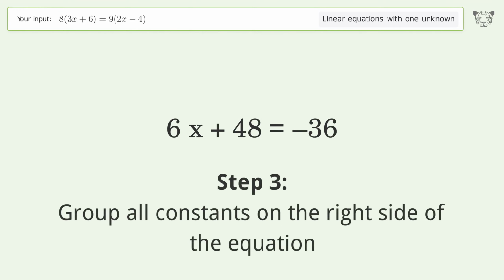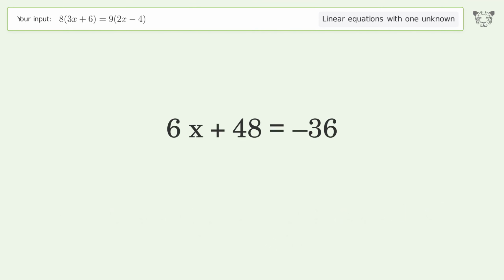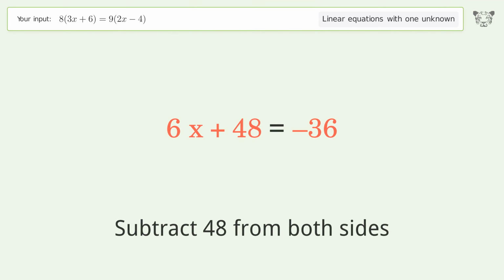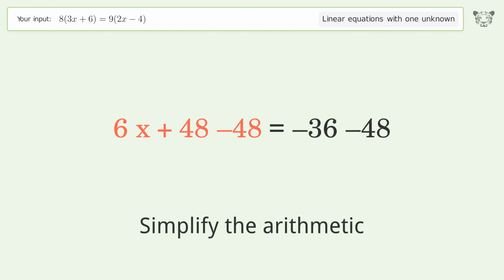Group all constants on the right side of the equation. Subtract 48 from both sides. Simplify the arithmetic.